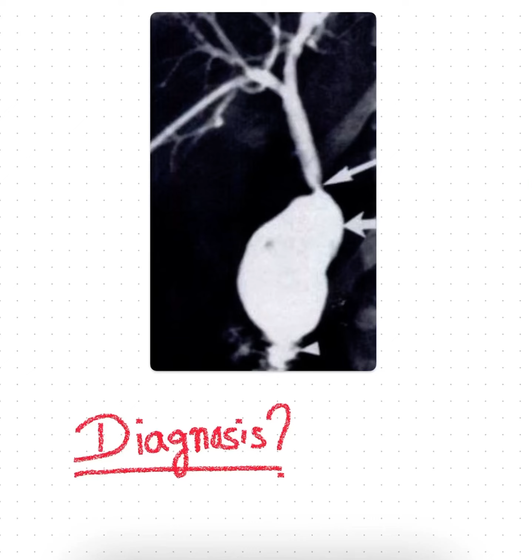In this picture, we can see that there is some abnormality in the common bile duct. The common bile duct appears dilated. So the diagnosis for it is the choledochal cyst.